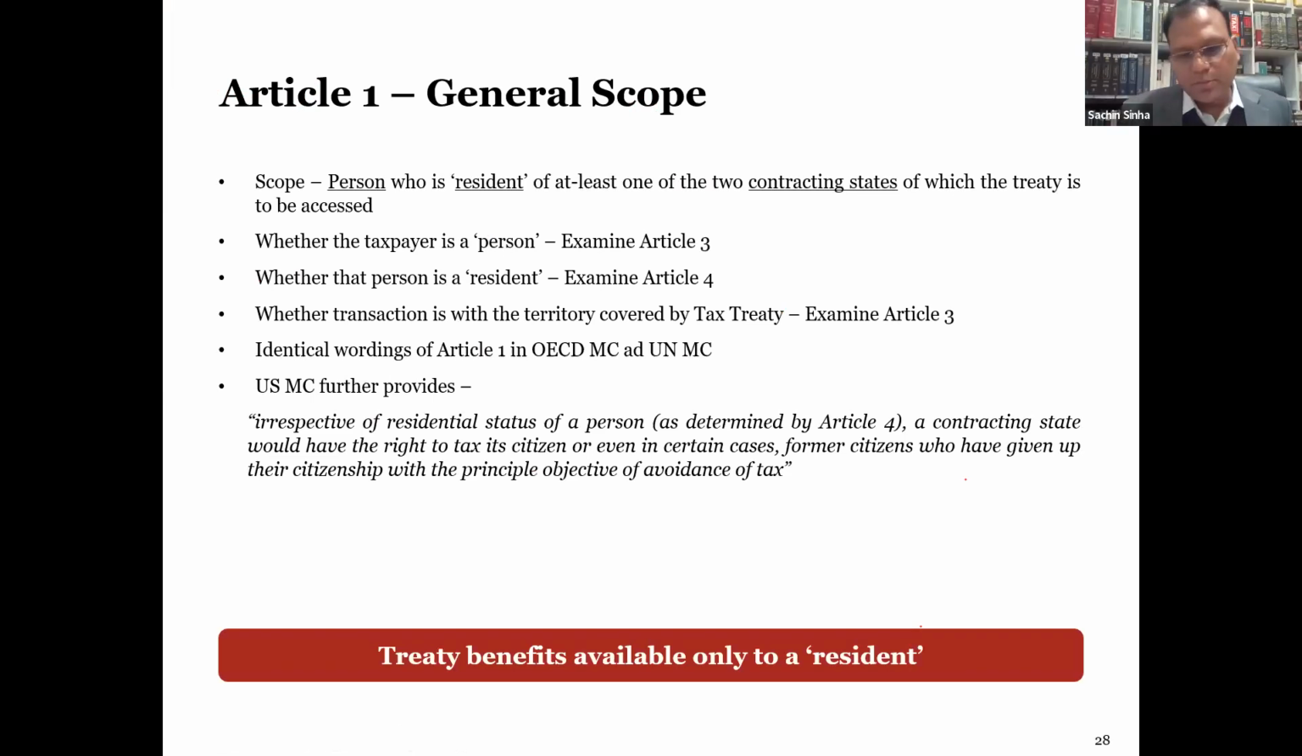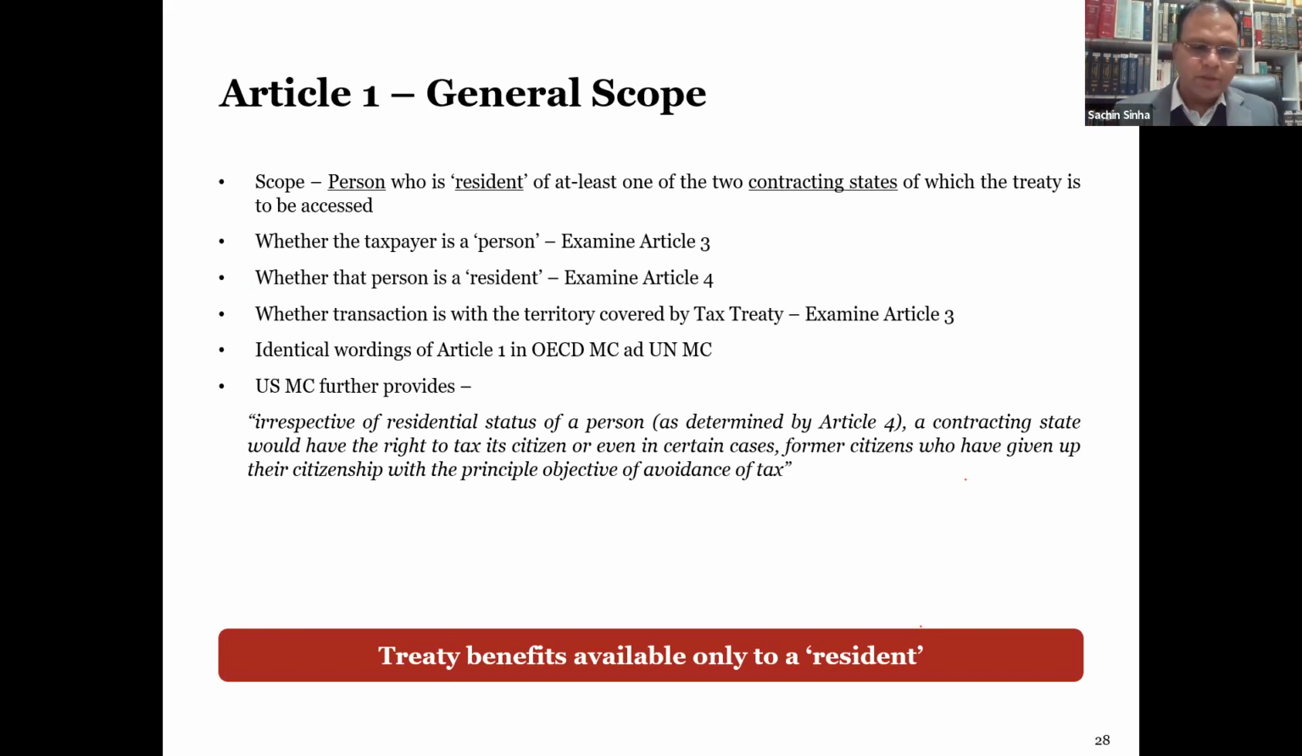Okay, so now come to the DTAA part. As the background has already been covered, what a treaty is, how it came in, and how it is to be seen, now come to what the treaty actually says. So I think this we have covered from the OECD Model Convention. Article 1 basically gives you the scope of the applicability of that treaty.